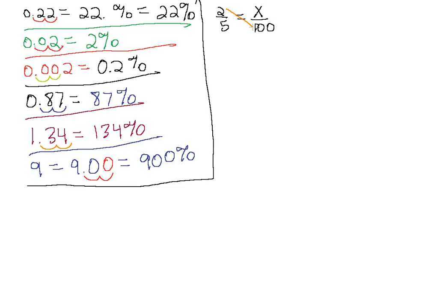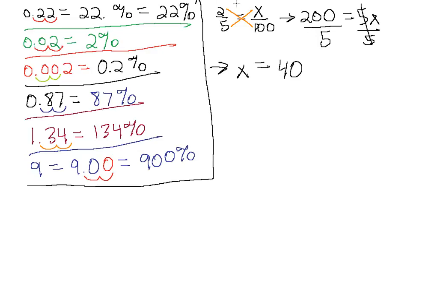Multiply 2 times 100 equals 5 times x. So let's do this. 2 times 100 is 200 equals 5 times x, which is 5x. We can solve this by dividing both sides by 5. This will isolate our variable x. And 200 divided by 5 is 40. So x goes here, and we have the ratio 40 over 100.